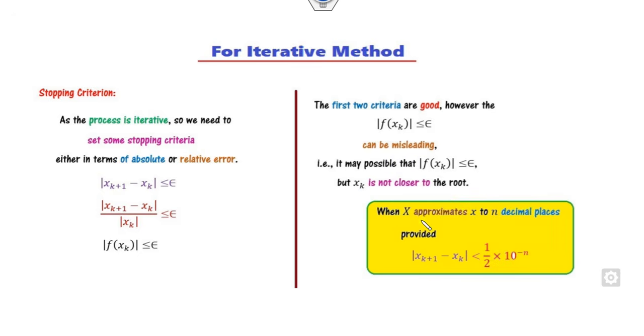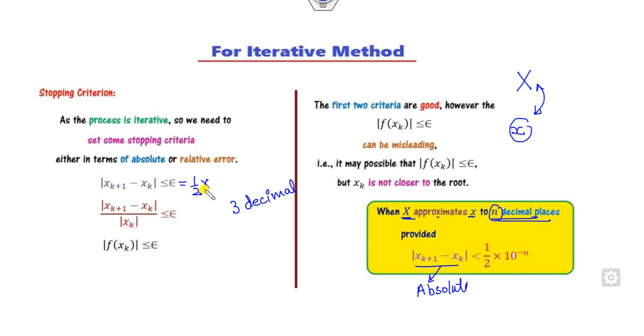So in that case, what is the meaning of that? When you approximate, say the exact value is capital X and the approximation is small x, when you approximate up to n decimal places, the absolute error will be less than half times 10^-n, where n is the number of decimal places. So it means if I want to calculate the result up to 3 decimal places, then this epsilon must be half times 10^-3.